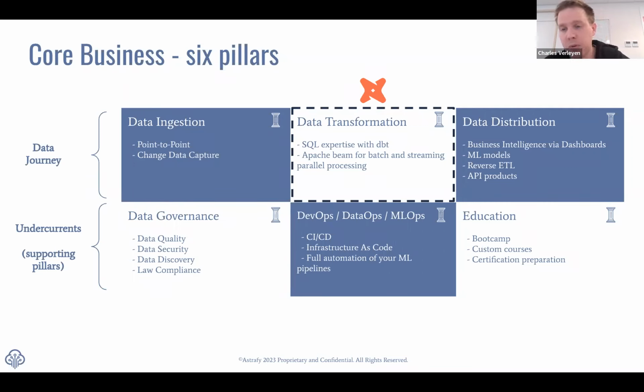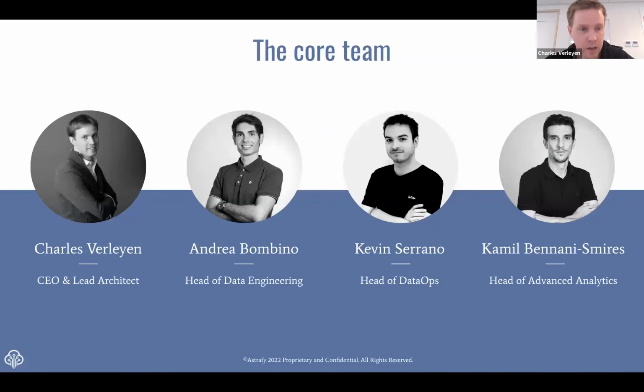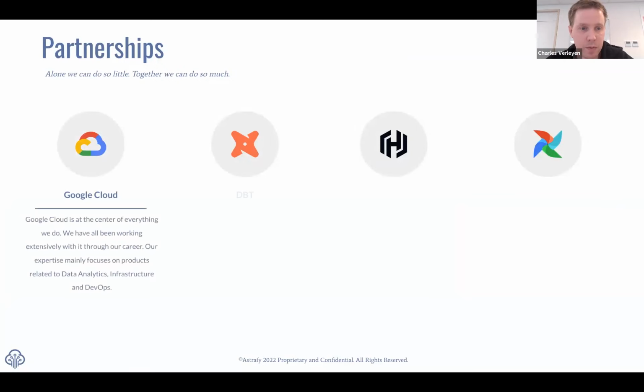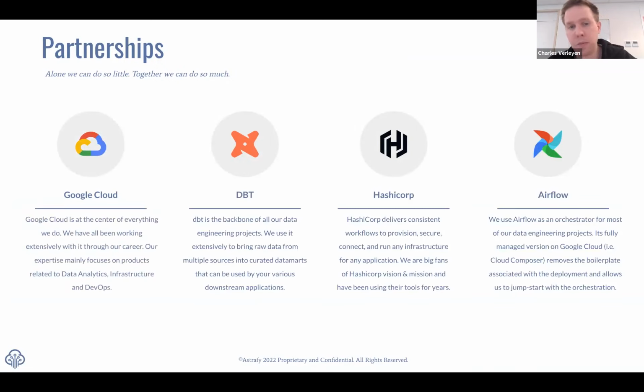And then one of the pillars we do quite a lot at the moment is education. We're providing professional services around education, like DBT trainings, for instance. So that's the core team at Astrafy. I'm on the far left. We have partnerships with Google Cloud, DBT, HashiCorp, and Airflow. So that's quite a few key modern data stack technologies we focus on.